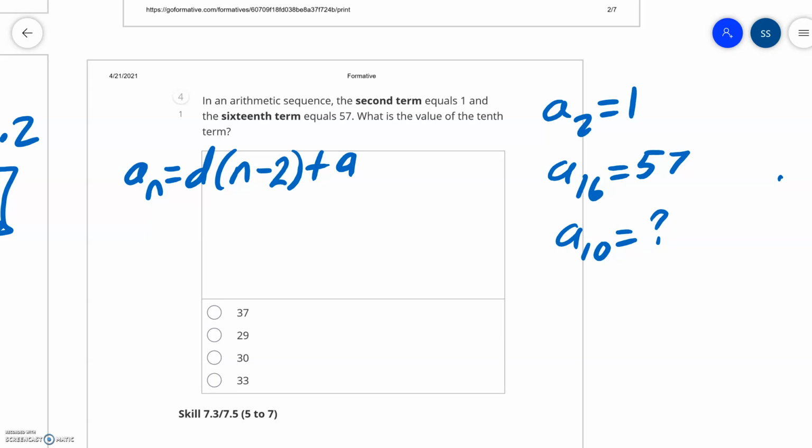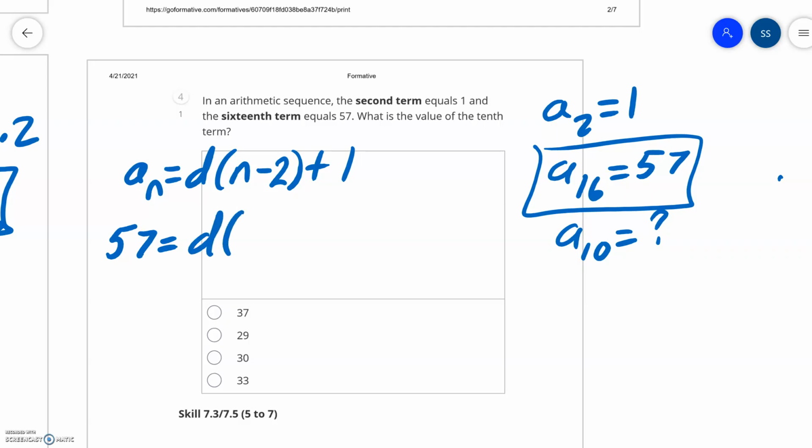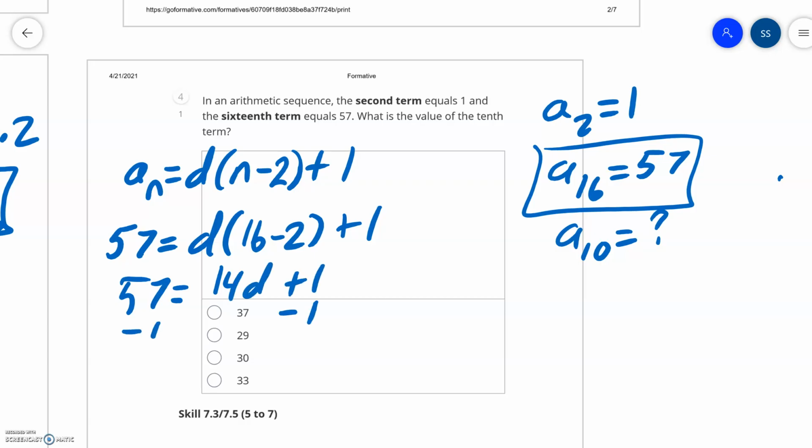I still don't know what I'm adding by, but I know it's going to be starting with the first term right there. And now all I need to do is plug in, just like what I did in the last one. So 57 is the output. I'm trying to solve for d. 16 is my n, so 16 goes in for n. And then all I'm doing is just solving for d. This would be what, 14d plus 1, minus 1, minus 1. 56 is equal to 14 times d. Divide by 14, d in this case equals 4.